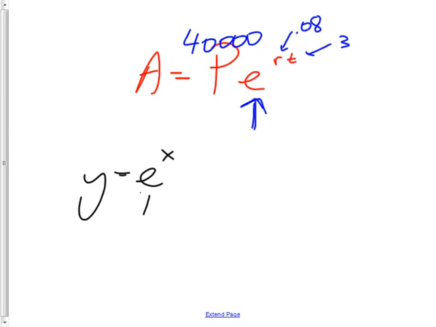Y equals e to the x. This special number is found in nature all over the place, and different kinds of bacteria grow at the rate with a base of 2.718. So 2.718 is kind of like one of these weird numbers found in nature all the time.